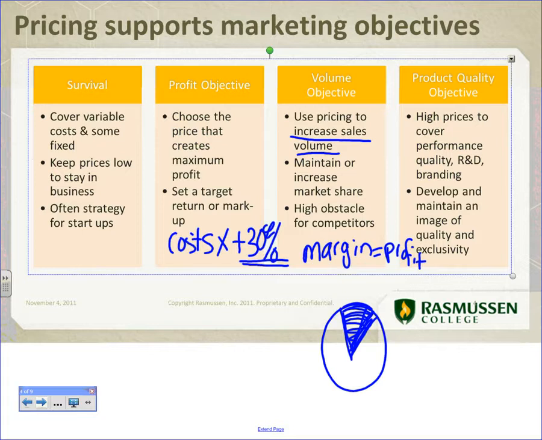If you know that your competitor does not control their costs as well as you do, and therefore can't price a little bit lower to sell more, it's going to make it less attractive for that competitor to enter your market. Now, there is another way to think about this, and that is that product quality makes a difference. So in this case, you're charging high prices to cover higher performance quality, research and development, and branding. You will often see that drug manufacturers for prescriptions will increase the price of their drug because of all the research and development that goes into it.